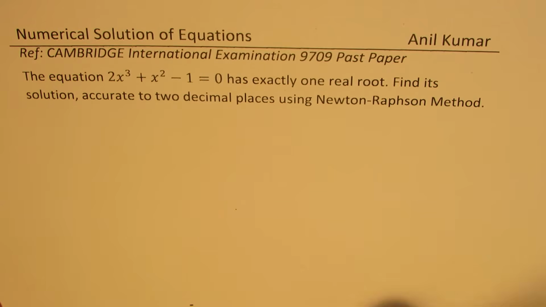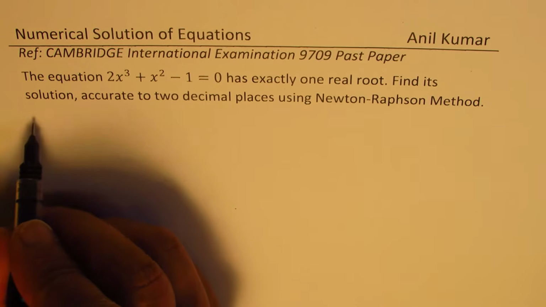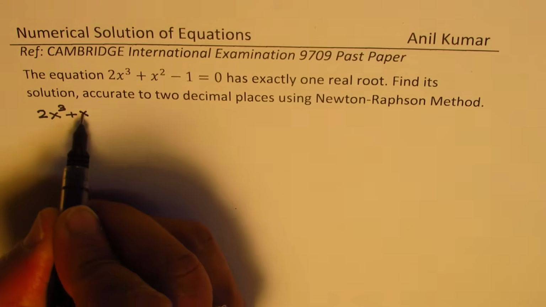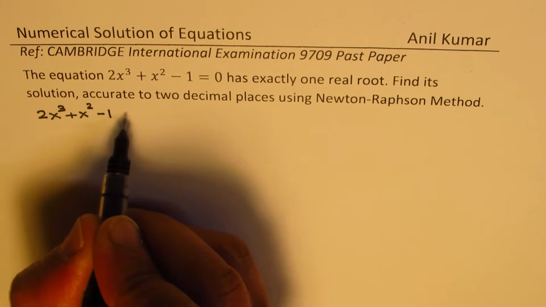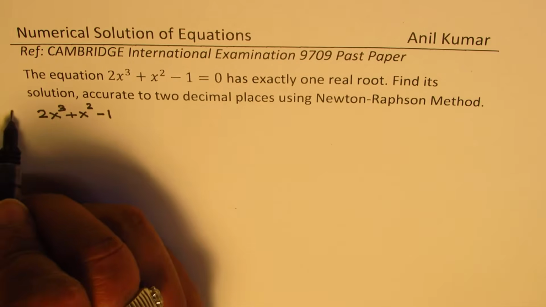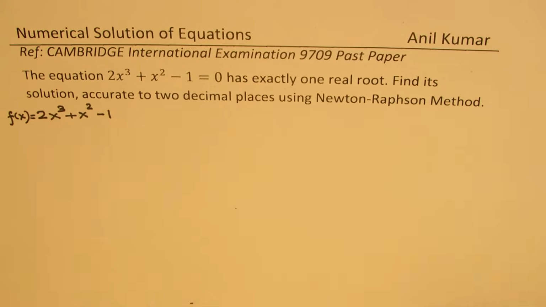Now, what we can do here is check the value of the function, which is 2x cubed plus x squared minus 1. Let's say this is our function f of x. So we'll consider this to be our function. Now we are saying solution, that means equal to 0, correct?